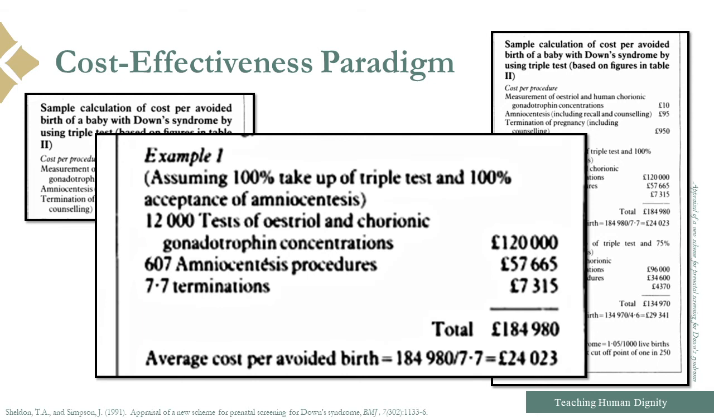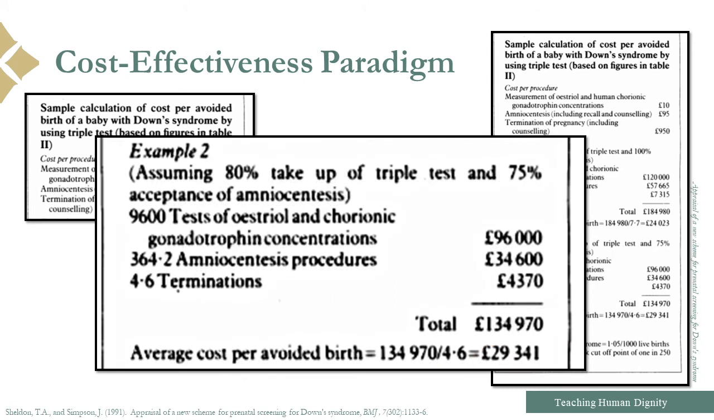So based on 100% uptake, how many screening tests will have to be paid for, how many amniocenteses will have to follow based on a positive screen, and then how many terminations will be done and how much that will cost. We get a total cost, and to get our index, we divide that by the total number of abortions. So now, as I say at the top, we've got the calculation of a cost per avoided birth of a baby with Down syndrome. Under this scenario, it costs about £24,000 to detect, and not just detect, but detect and avert, each child with Down syndrome.